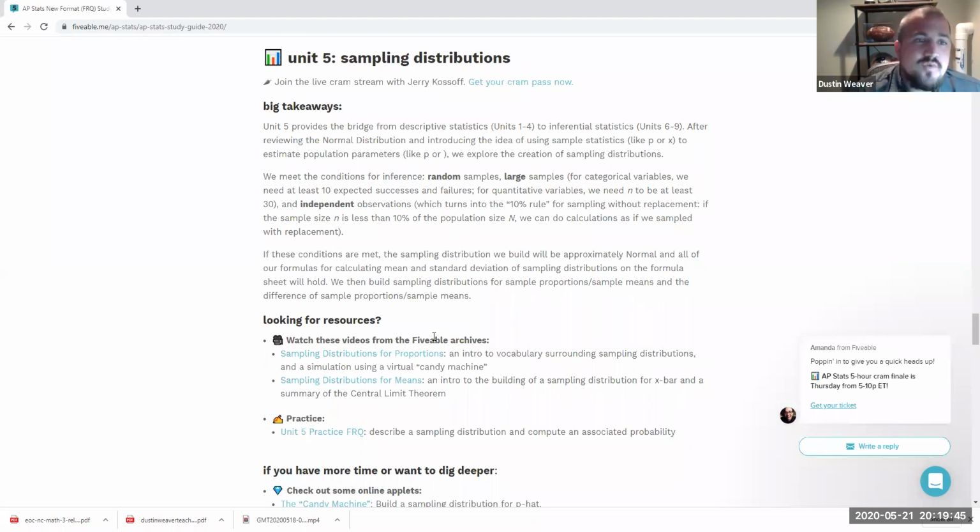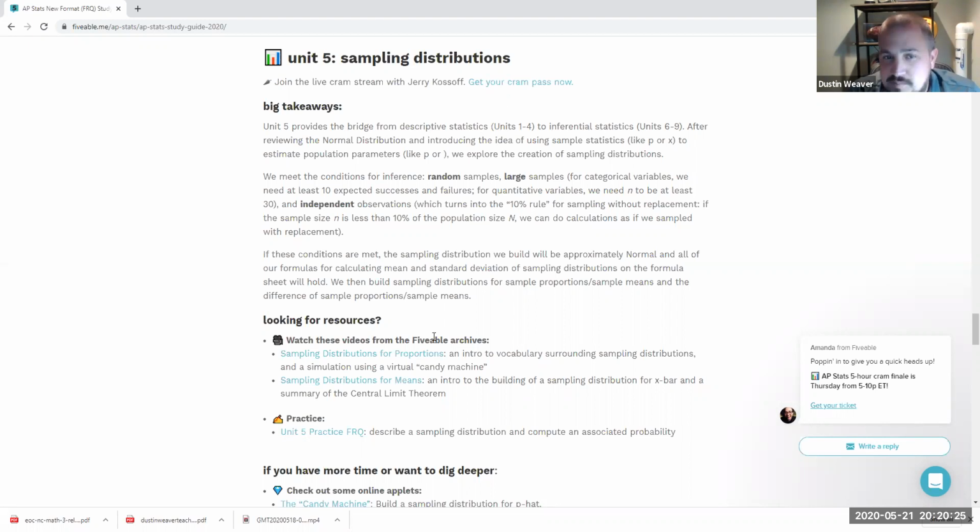So after reviewing normal distribution and doing things like that, we are going to then work with sampling distributions. So we start talking about the conditions that would be needed for inference. And these three conditions are that we have a random sample or random assignment, that we have a large enough sample, which means np greater than or equal to 10 and n(1 minus p) greater than or equal to 10 if we're using proportions, or the central limit theorem, which says n is greater than or equal to 30 if we're dealing with means. So make sure you use the appropriate one depending on whether you're using proportions or means.